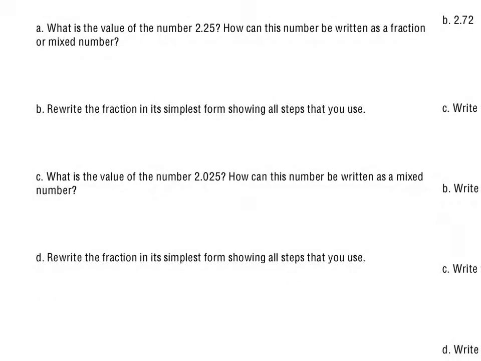So what is the value of the number 2.25? How can this be written as a fraction or a mixed number? So when we're looking at this, we see that we have two wholes. So this means that our value is going to be more than two wholes, and we have 0.25. So a lot of us recognize 0.25 as being 25 cents or 1/4 of a dollar. Some of us might think about it in terms of how we would read this number, 2 and 25 hundredths. But a lot of us also know that 25 hundredths is also 1/4.